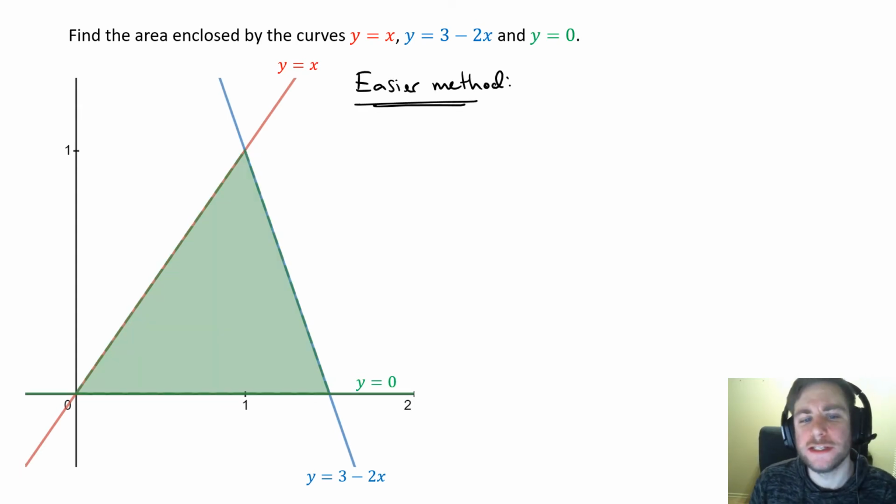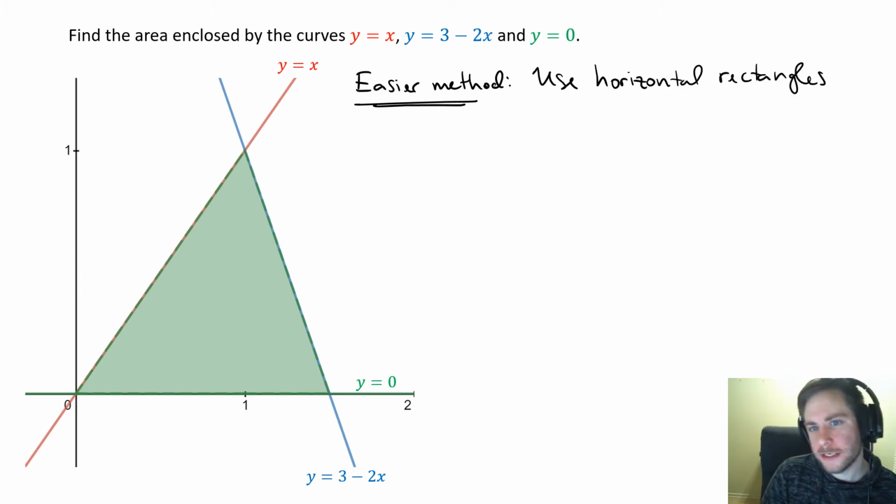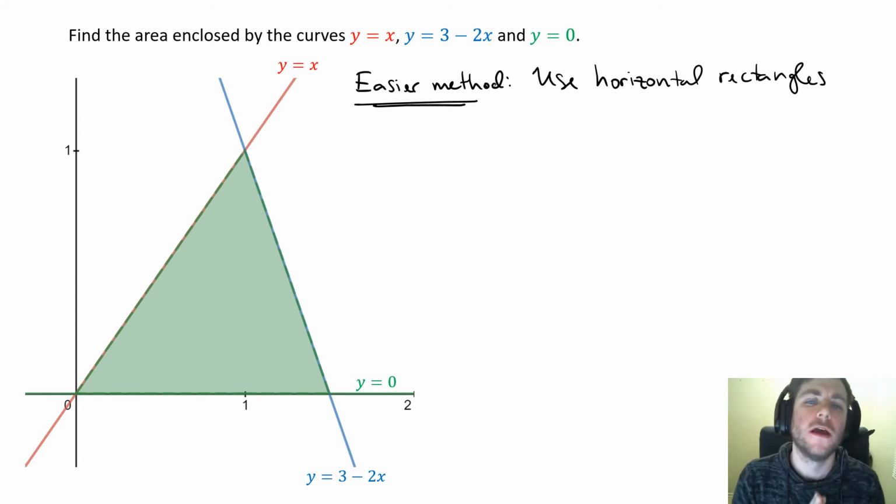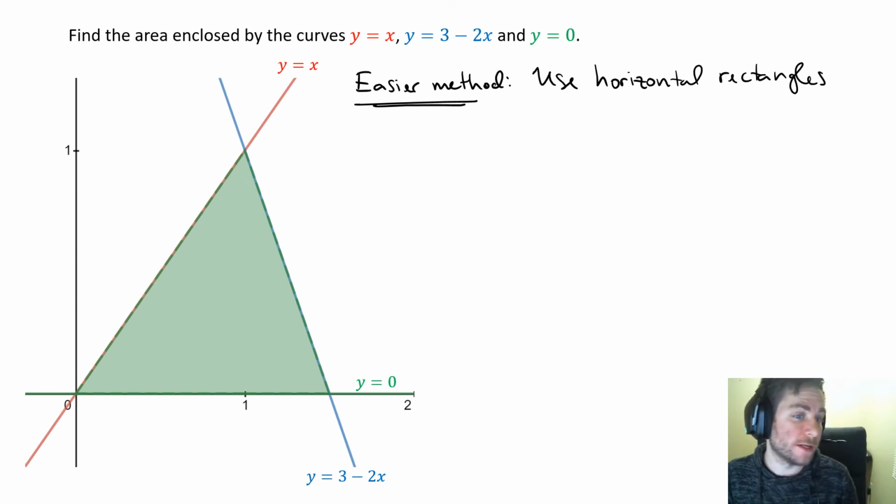The example we just did required us to divide up our area into 2 regions, but it turns out there's a way to avoid having to do that, so let me show you how. The method we've been using so far involved what I would call vertical rectangles, in that all the rectangles we've been using have been tall and thin, so kind of vertically oriented. But it would also be possible to use horizontal rectangles instead.